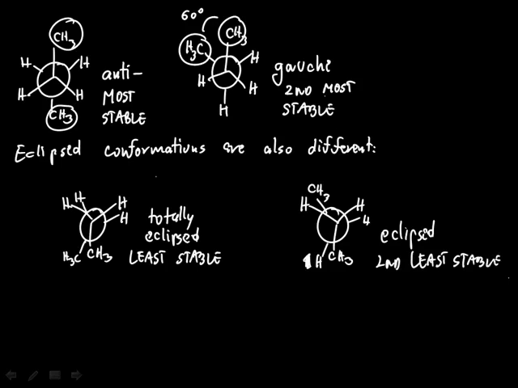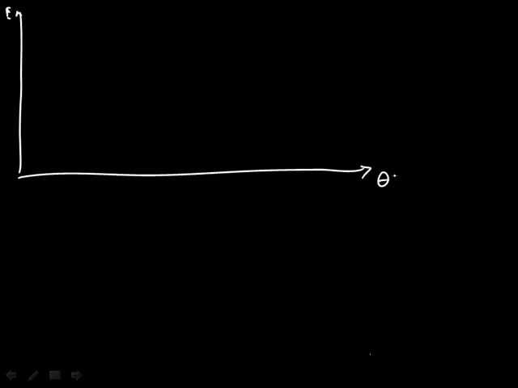Now with this data in hand, we can go ahead and construct the energy graph, which in the case of butane will be a little bit more complex than in the case of ethane. So if we again plot relative energies here and the theta angle here in degrees, we will start at a 0-degree angle, which will represent the totally eclipsed structure.